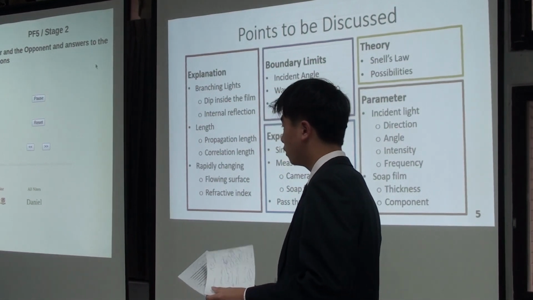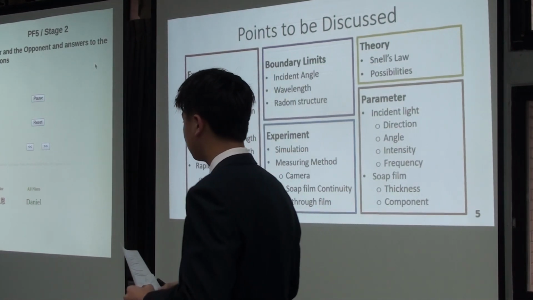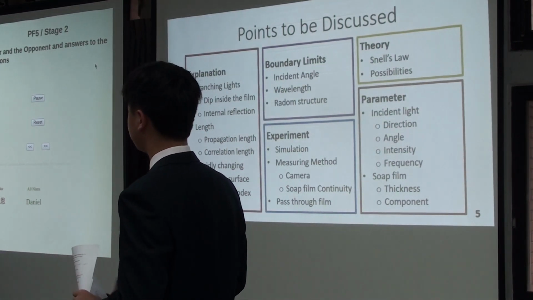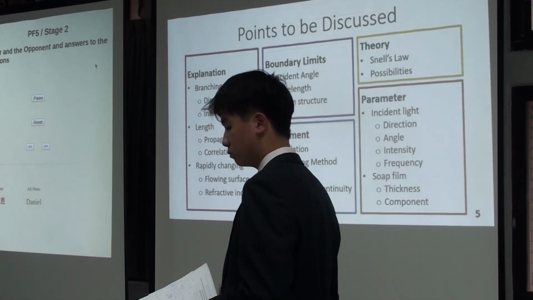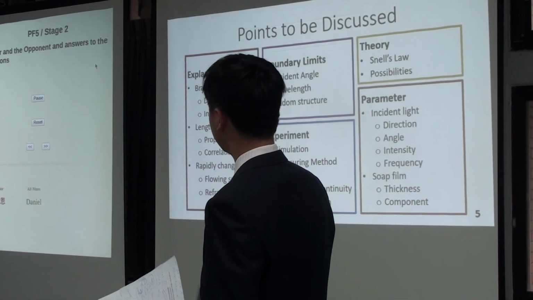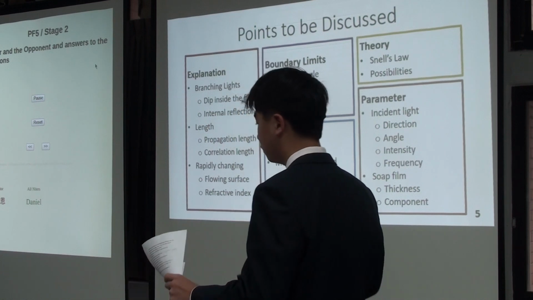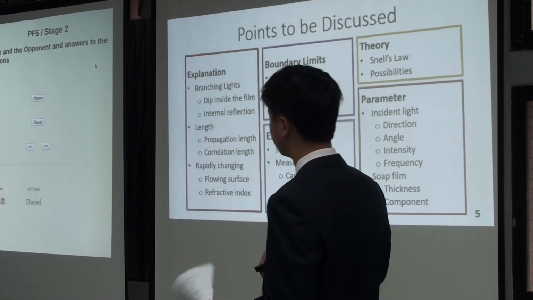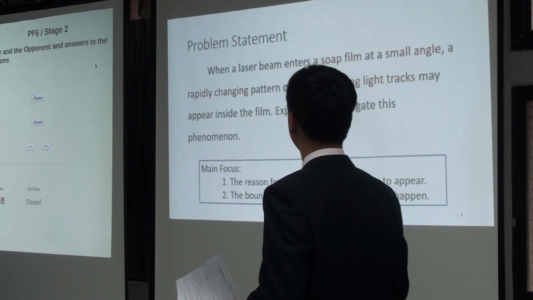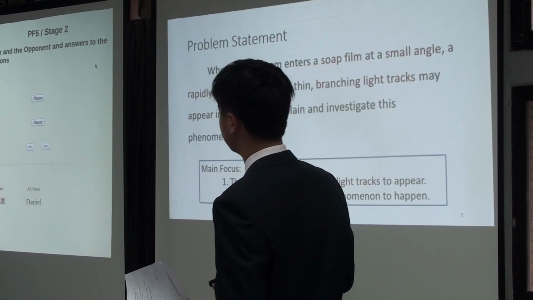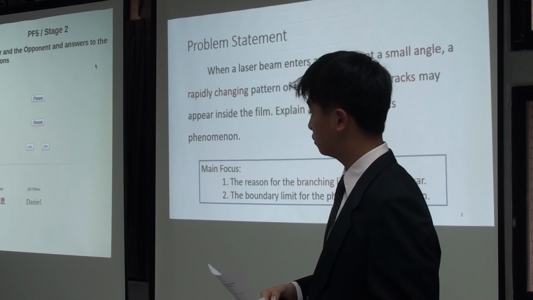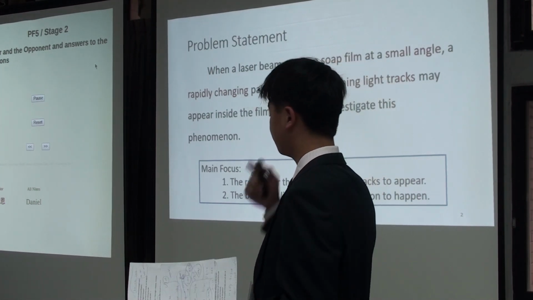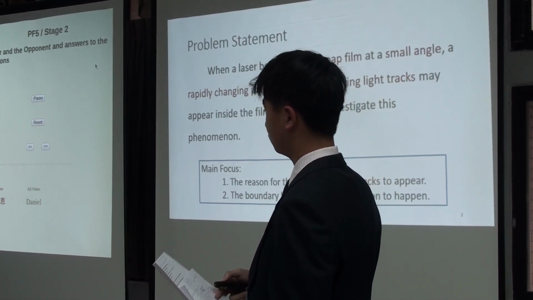Alright, first of all, I have a question for the opponent. You mentioned the boundary conditions in your discussion with the reporter. What boundary conditions do you think will cause the phenomenon? As the problem statement has mentioned, when the insert angle is too big, it will not create the phenomenon. Okay. And also for the reporter, in your experimentation, how did you shine the ray into the film?